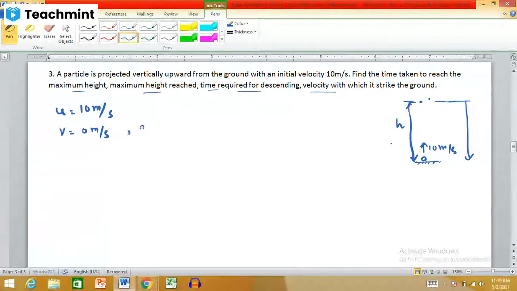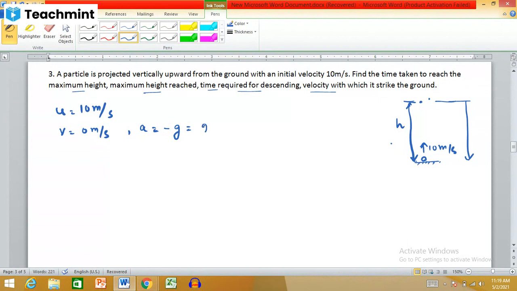And acceleration, as it is going against gravity, is acceleration due to gravity, but as it is going against the gravity, we have put a minus. While something is going upward, that means it is going against the gravity, so we will always have minus acceleration due to gravity.